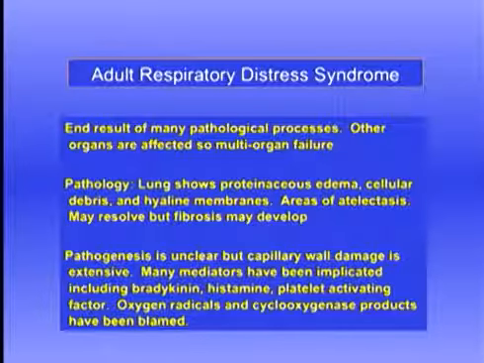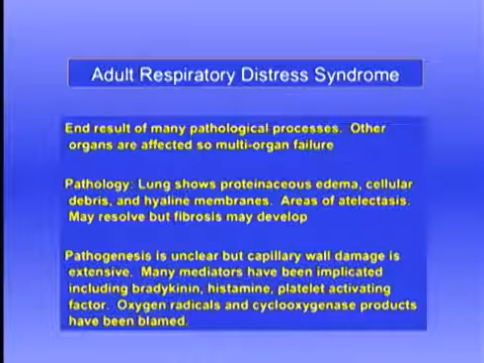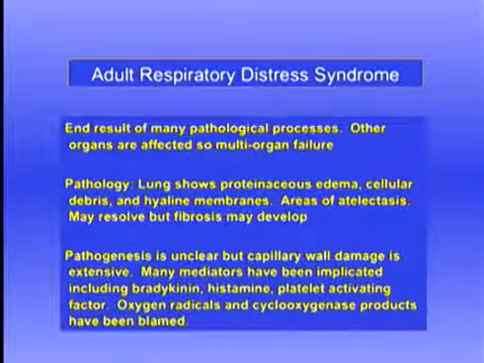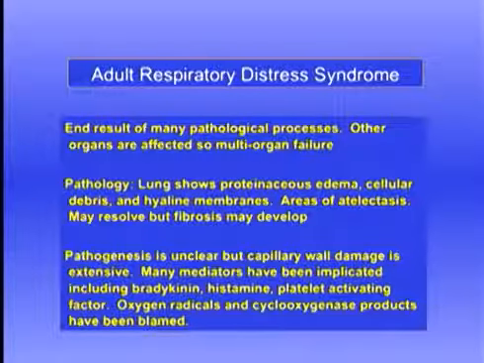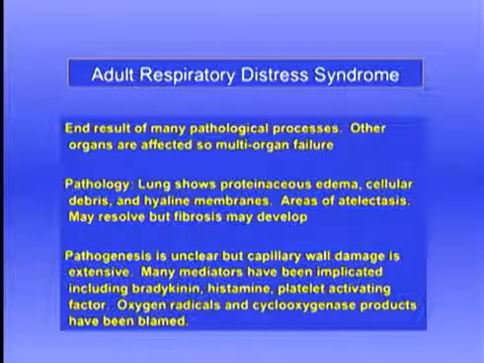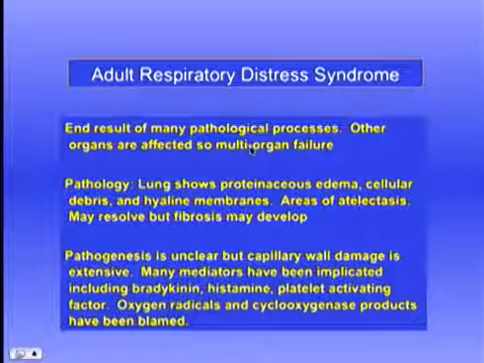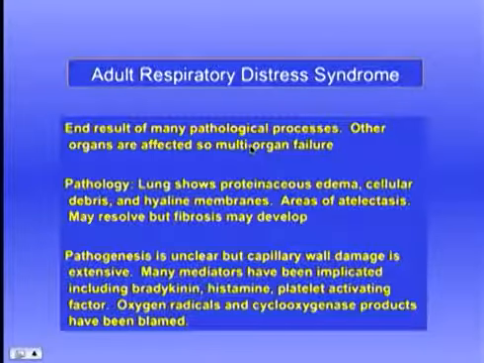Now let's move to the adult or acute respiratory distress syndrome, which is a very important disease in the context of respiratory failure. It's a disease which is the end result of many pathological processes, and many organs are affected. So a lot of physicians regard it as multi-organ failure, not just the lung, although the lung is what is going to concern us most.